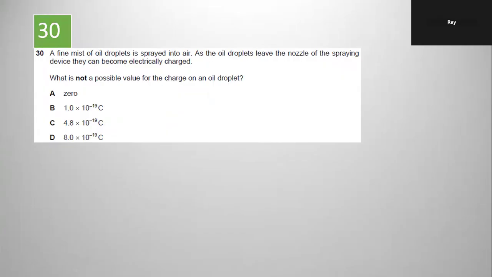How about this one? Number 30. A fine mist of oil drops is sprayed into air. As the oil drops leave the nozzle of the spraying device, they can become electrically charged. What is not a possible value of the charge on an oil drop?